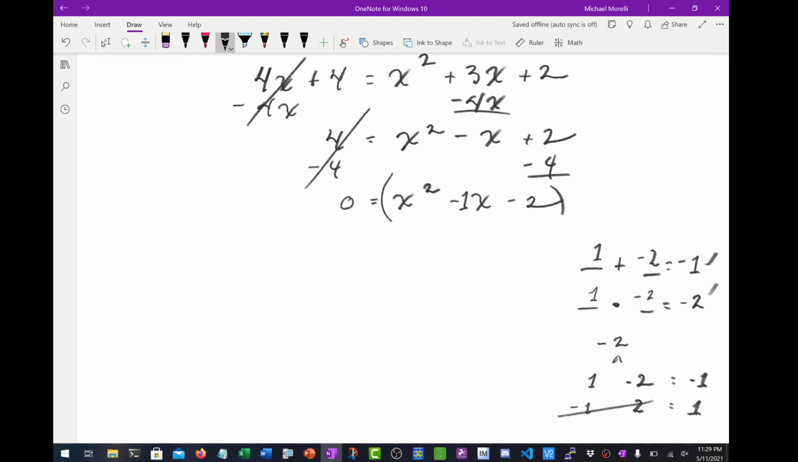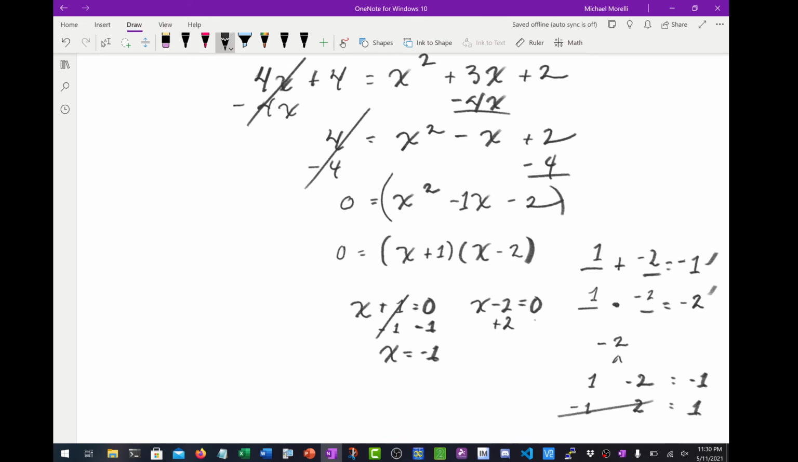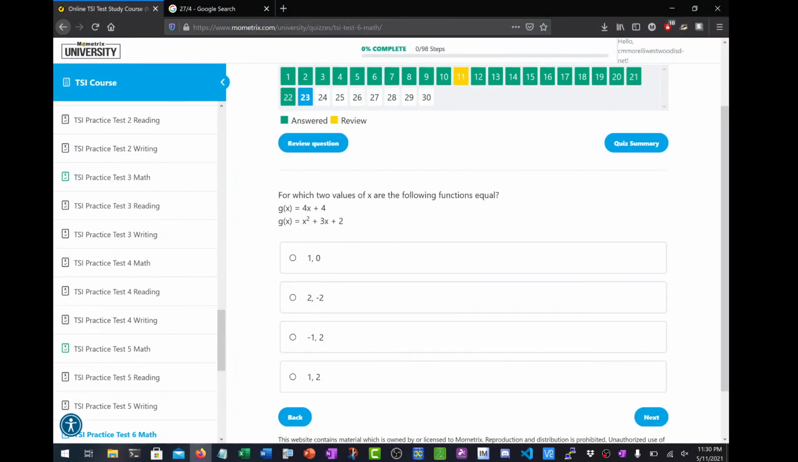They satisfy both these conditions. So I'm going to rewrite this in factored form as x plus 1 times x minus 2. Now I'm going to set both my factors equal to 0. So x equals -1 and x equals +2. So -1 and +2 right there.